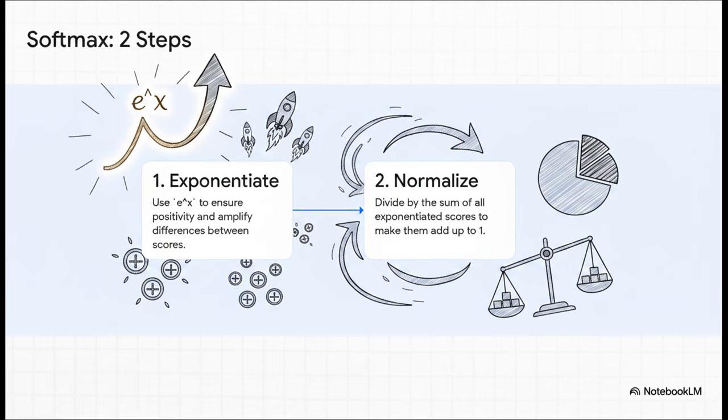That gap between a score of 2.0 and 4.8, after exponentiation, it becomes way, way bigger. The winner gets a huge boost. Then comes step 2, normalization. By taking each of those new amplified numbers and dividing them by the total sum, we basically force the final results to add up perfectly to 1. And just like that, we have a real probability distribution.